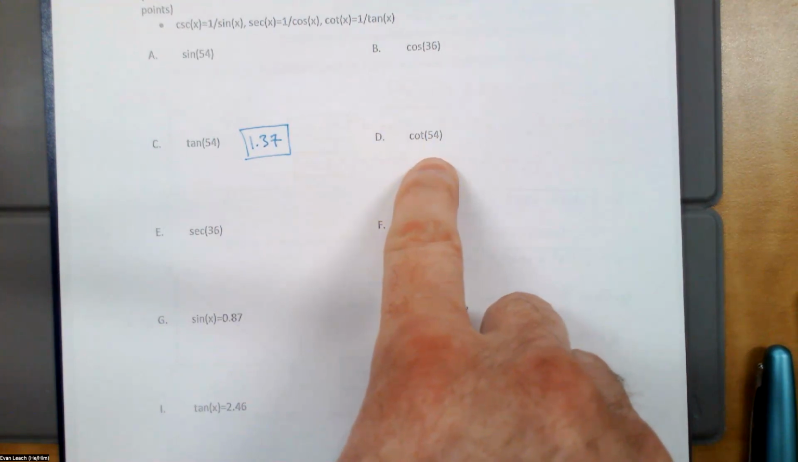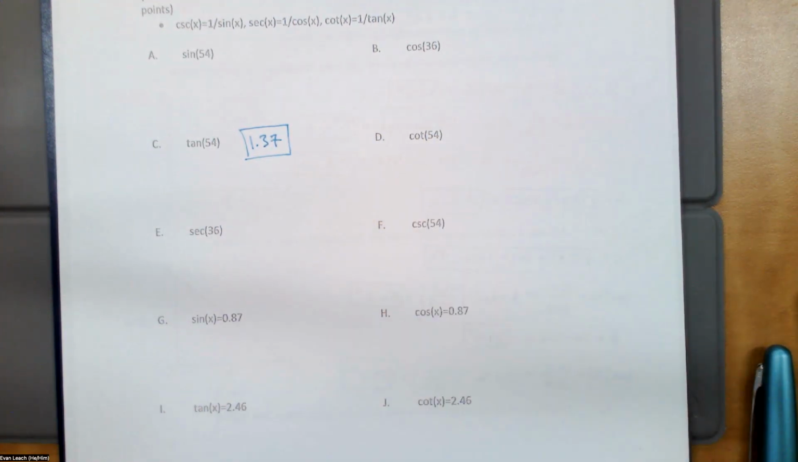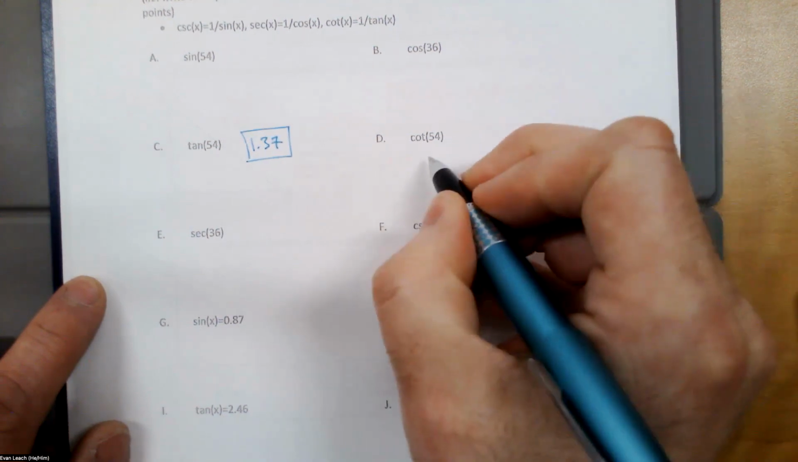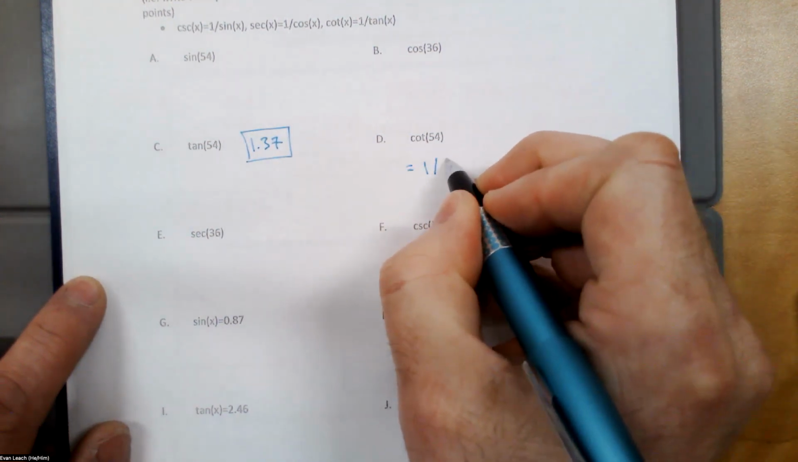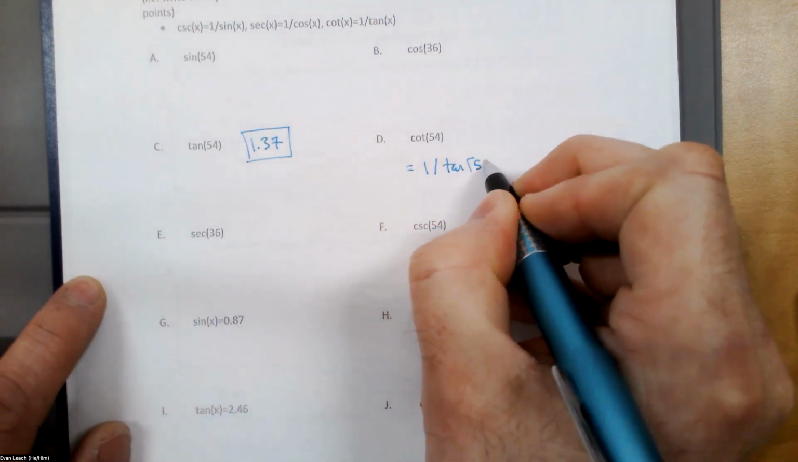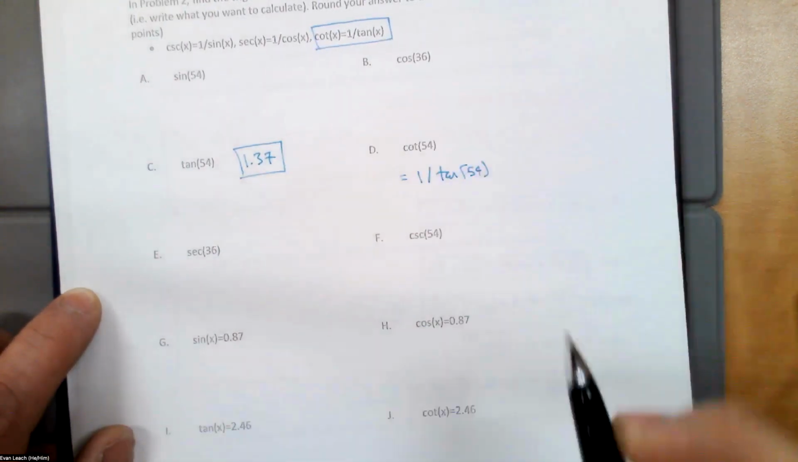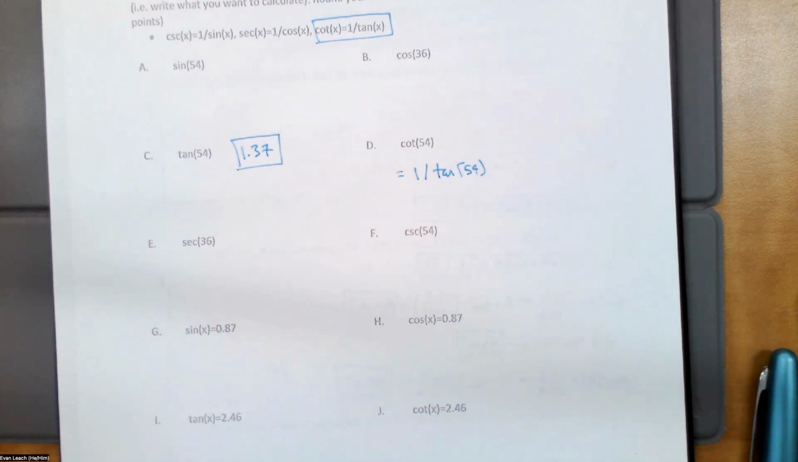Now this one messed up because you might not have a cotangent button on your calculating machine. You know that cotangent of an angle is 1 over the tangent of the angle. The important thing here is that we have the angle. So cotangent of 54 is 1 over the tangent of 54. That's just using this up here. We have the angle, so we just do 1 divided by tangent 54.